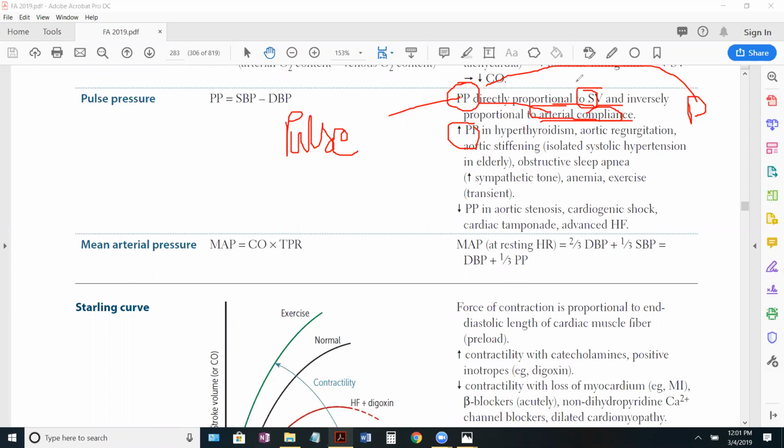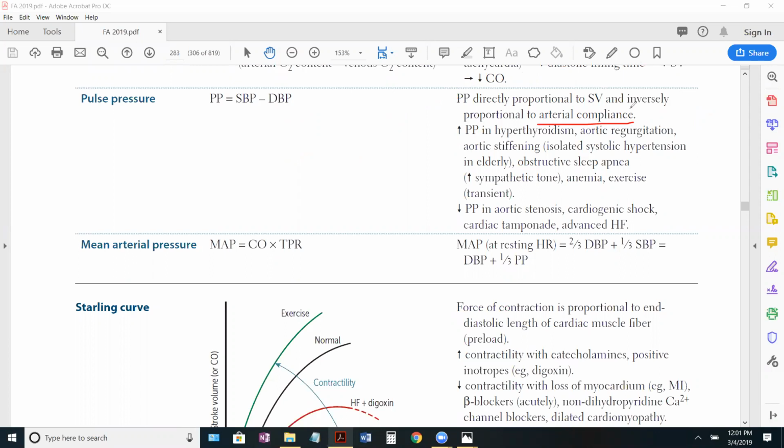So arterial compliance is not clinically important. Why? Because it is not changed. This is an intrinsic property of the vessel's structure. The thing that can change very acutely is the stroke volume.